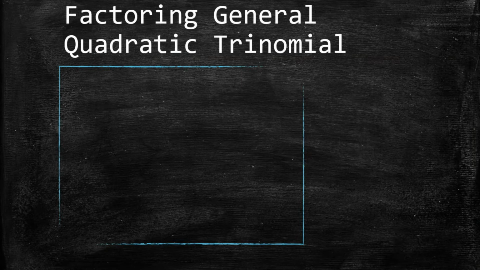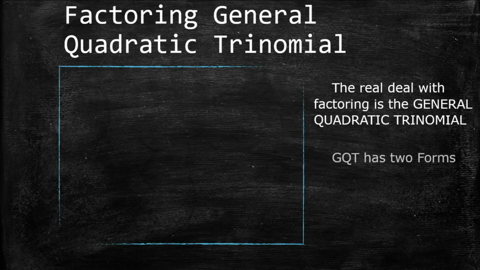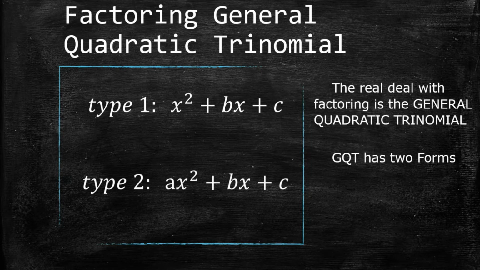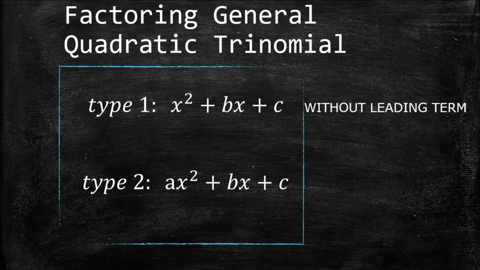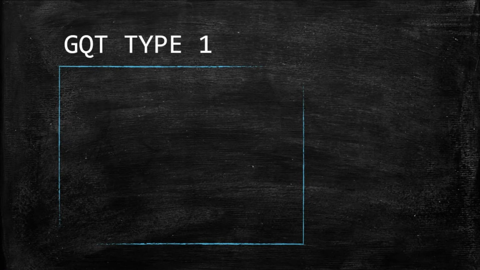Basically, GQT, or quadratic trinomial, has two forms. Type 1, which is x squared plus bx plus c, and type 2, which is ax squared plus bx plus c. Type 1 is a form of GQT without a constant on the leading term, while type 2 has a constant on its leading term. A, B, and C in the forms are just representations. These are actually numbers in the real figure of GQT.